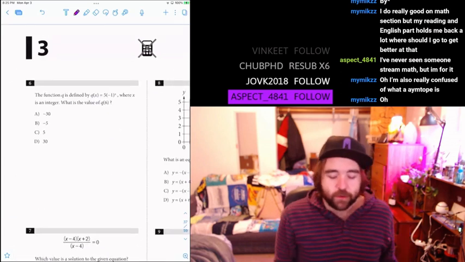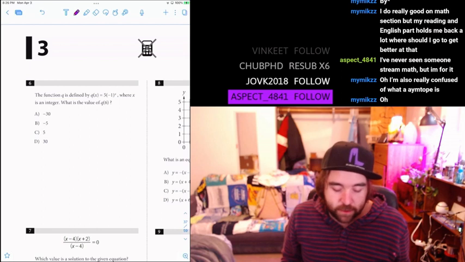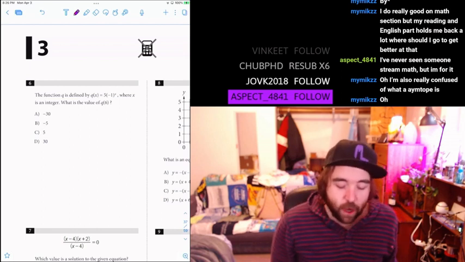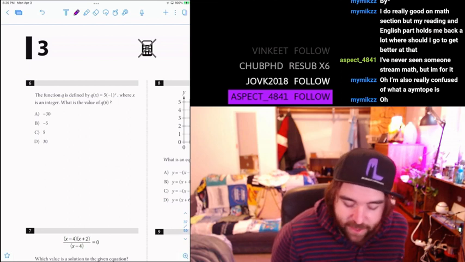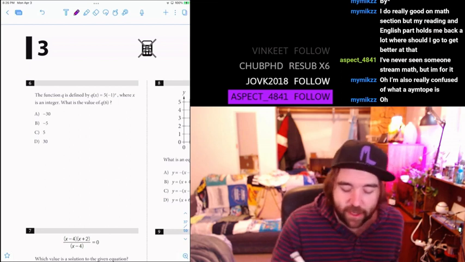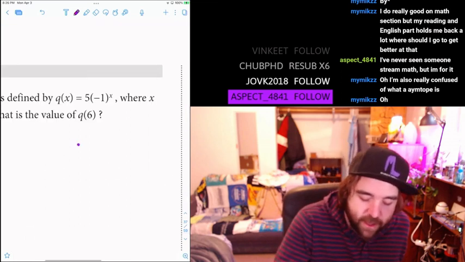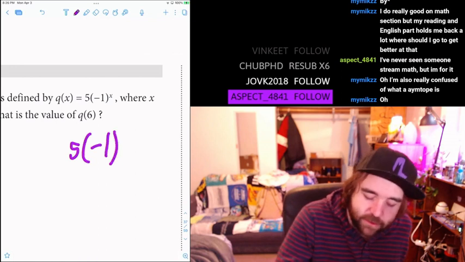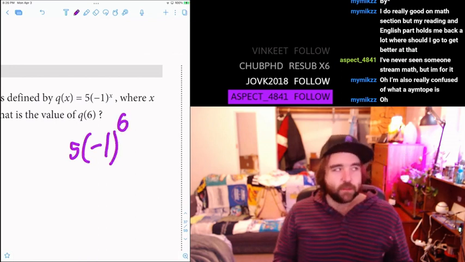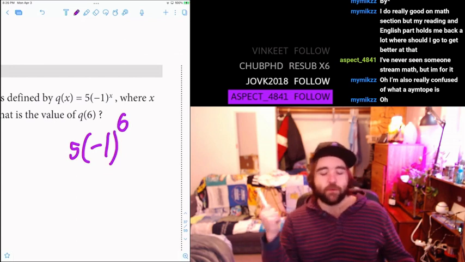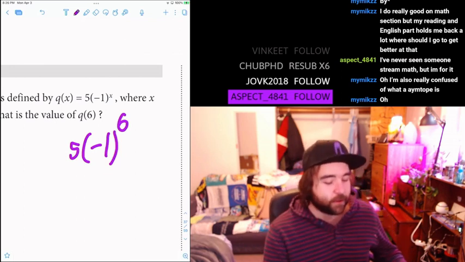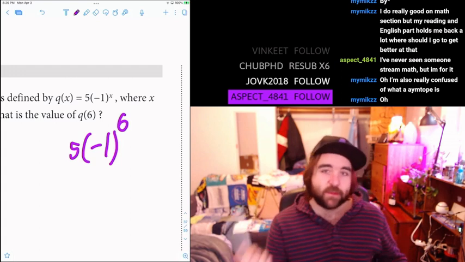So the function q is defined there, where x is an integer. What is the value of q of 6? So, I mean, very important: f of x notation, this is not multiplication. This means you're plugging in 6 for x. And also very interesting, look how you're just doing negative 1 to the 6th. So you should have the idea of what happens when you raise a negative number to an even power versus an odd power. Because what's a negative times a negative?